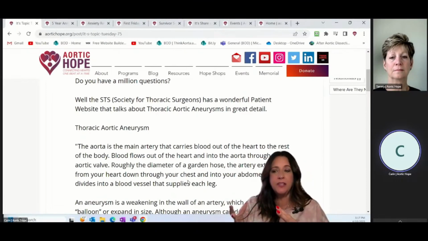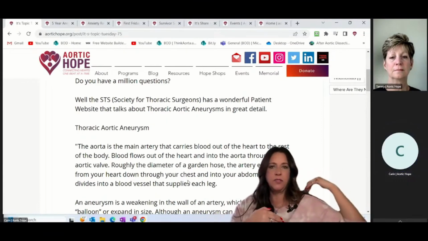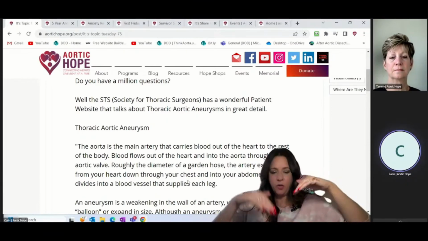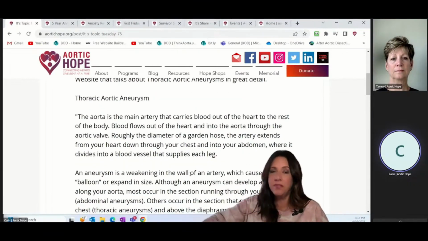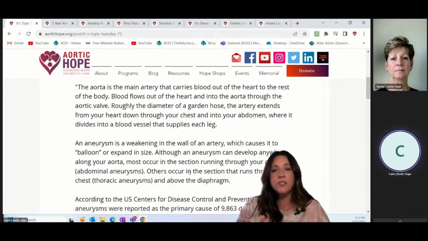The artery extends from the heart down through your chest, but behind, more towards the back. It goes into your abdomen, and that's where it divides into blood vessels that supply each of your legs. So that's the entirety of the aorta. An aneurysm is a weakening in the wall of the aorta, in that artery, and it causes it to balloon or expand in size. That's what an aneurysm is.